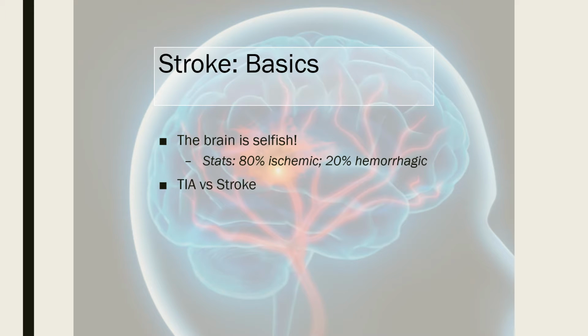Also, if I were to ask you what is a TIA versus a stroke, could you answer that right now? Remember, a TIA is a temporary neurodeficit without infarct on neuroimaging, whereas a stroke is a neurodeficit with infarct presenting on neuroimaging. To understand stroke, you have to understand the blood supply, though.